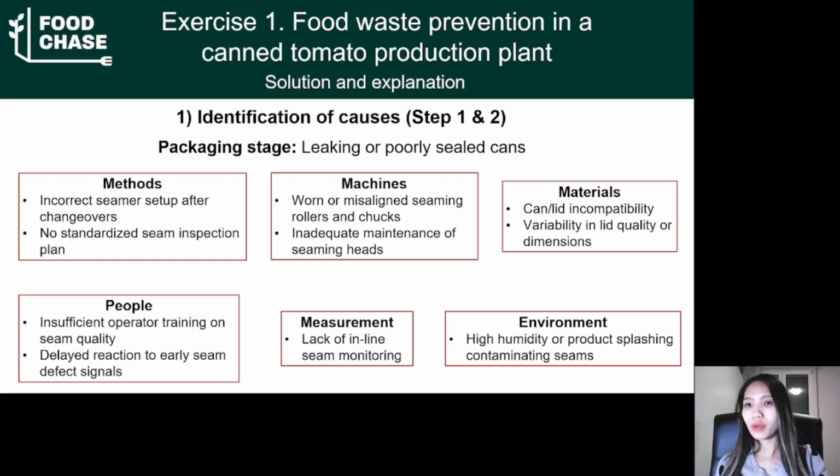In the material category, we have can or lid incompatibility. So this is about the design of the packaging material. In the people category, there could be insufficient operator training on seam quality and delayed reaction to early seam defect signals. The measurement category includes lack of inline seam monitoring, and finally environmental factors contain high humidity or product residue that contaminates the seams.